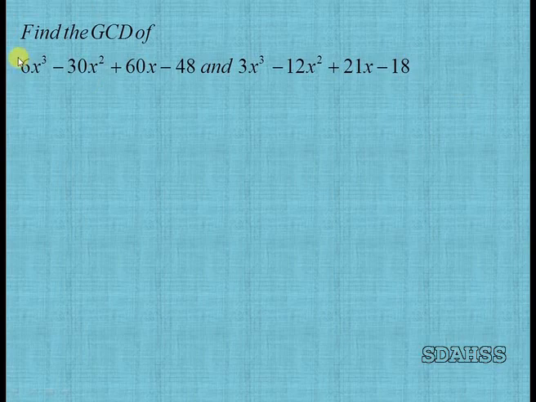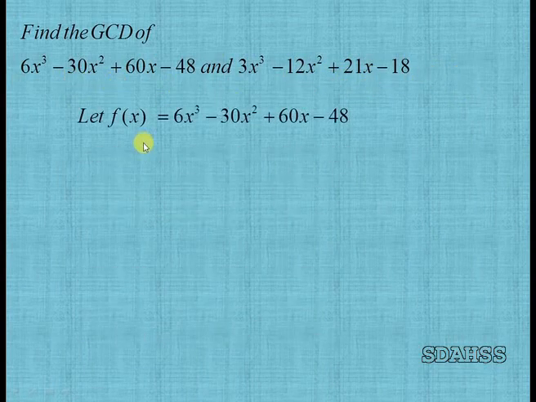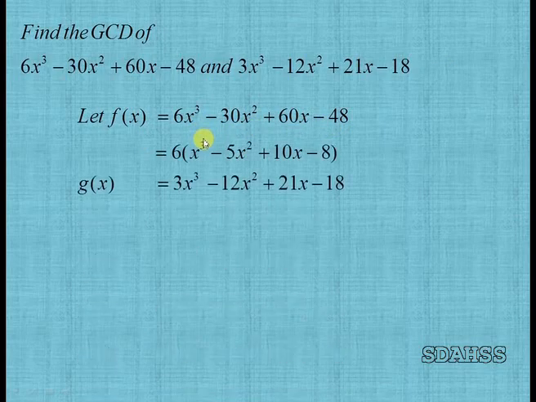Find the GCD of 6x cube minus 30x square plus 60x minus 48 and 3x cube minus 12x square plus 21x minus 18. Let the first expression be f of x, equal to 6x cube minus 30x square plus 60x minus 48. In this expression 6 is common, so take it outside. So you have 6 into x cube minus 5x square plus 10x minus 8.